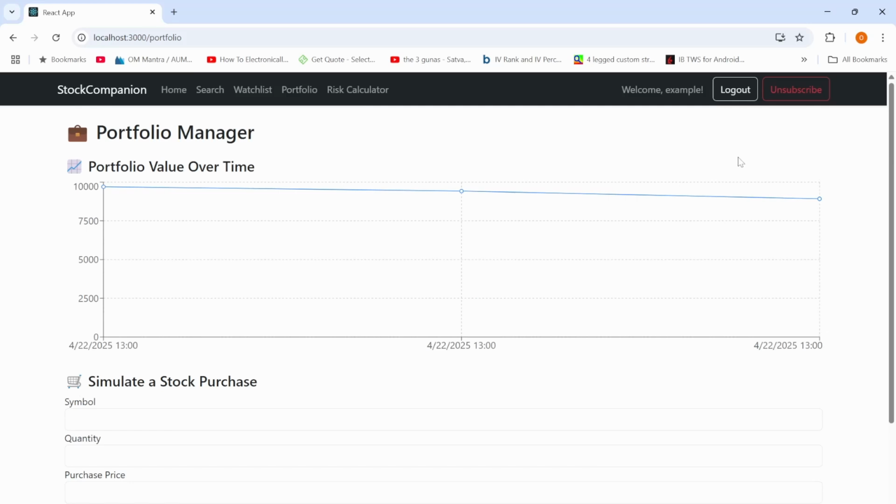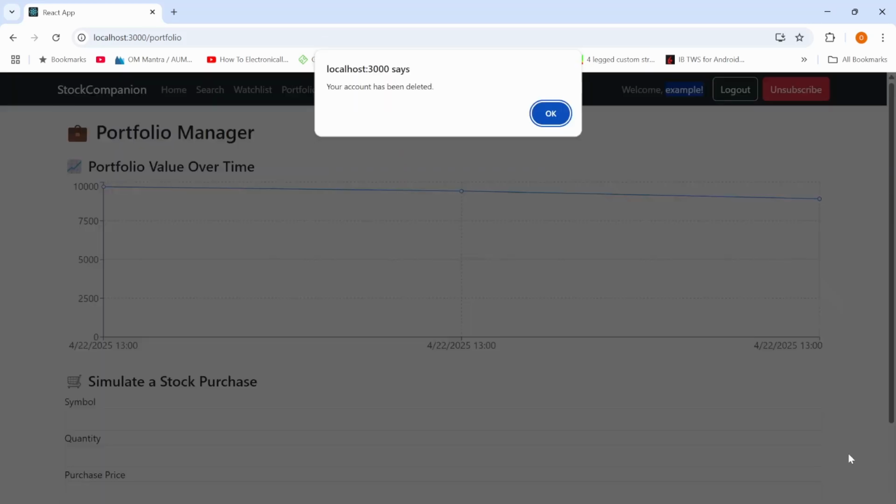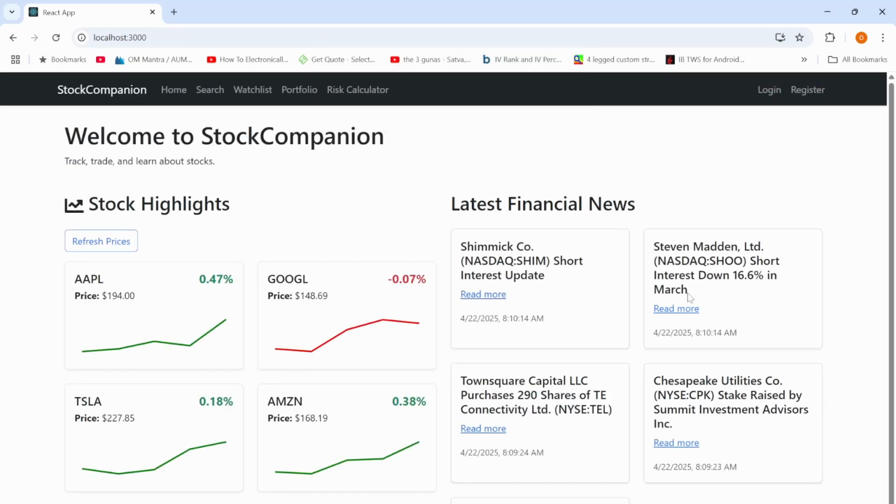And there's a walkthrough. We can delete our current user named example. After all, it's only an example. So let's unsubscribe. Okay, that's perfect.